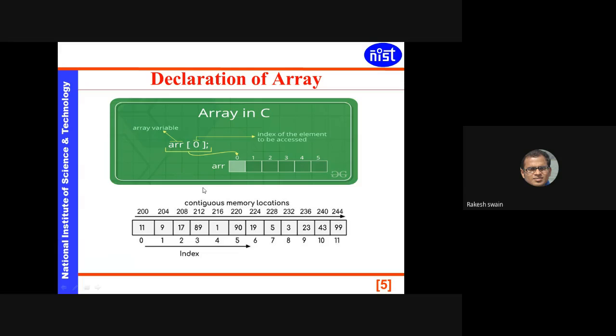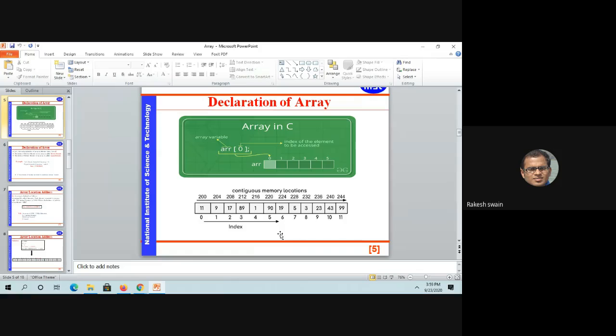And how is this stored in computer memory? It is stored in contiguous memory locations. In this way, the indexes are 0, 1, 2, 3, 4 and so on. The memory address is like this. Suppose each memory cell is 4 bytes. Then here 2000, next is 2004, 2008, 2012, in this way, and these hold some values. Clear? Or any doubt you can ask?